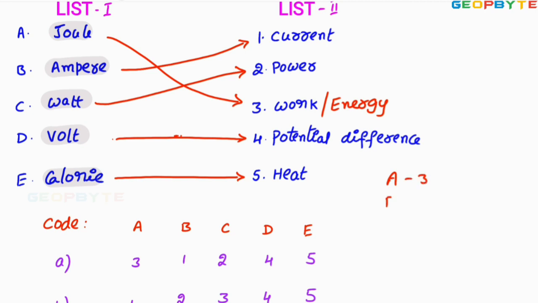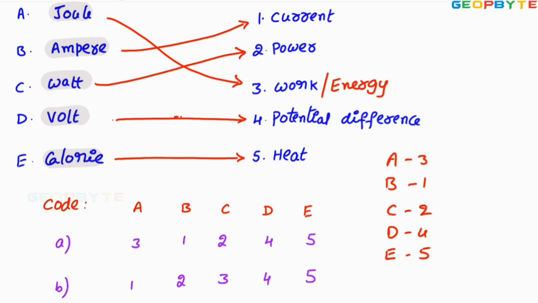A3, B1, C2, D4 and E5. So this is the correct order. Look at the first option: A3 correct, B1 also correct, C2 correct, D4 correct, E5 correct. Therefore option A is absolutely correct.